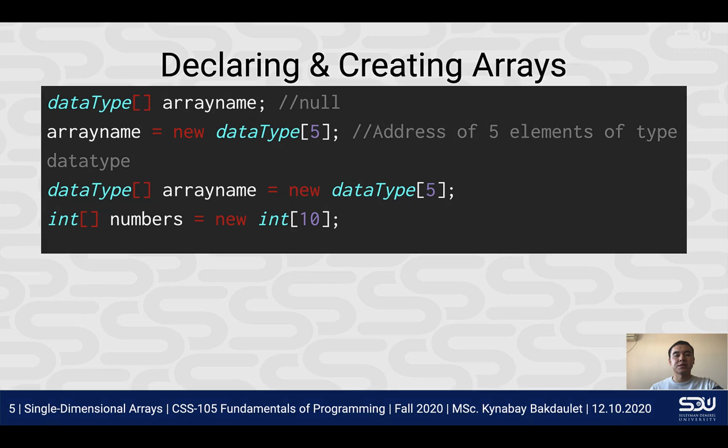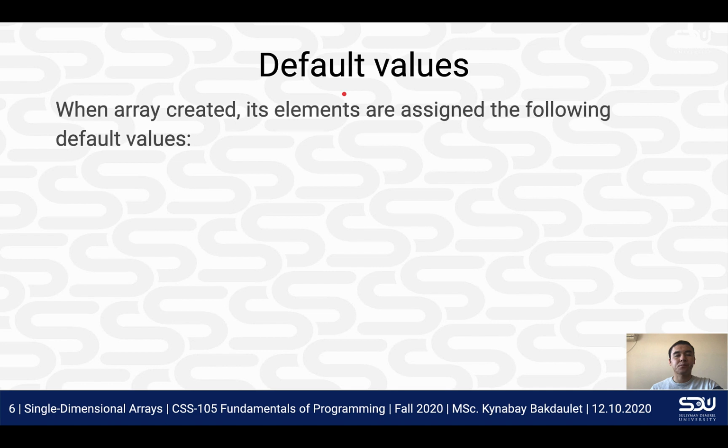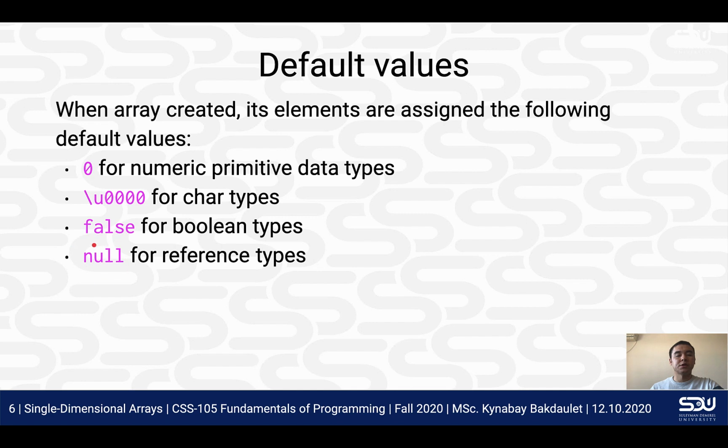Okay, then let's see what will be the default values of the created arrays. When an array is created, its elements are assigned the following default values. First is 0 for numeric primitive data types, for example, integer, double, or long, or maybe float. Then this one is the default value for the character data type. Then false for Boolean arrays, and null for objects like String.